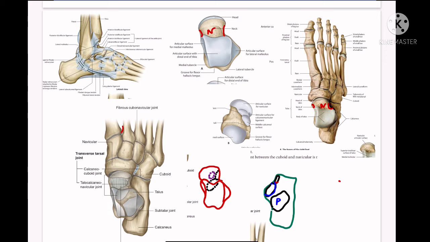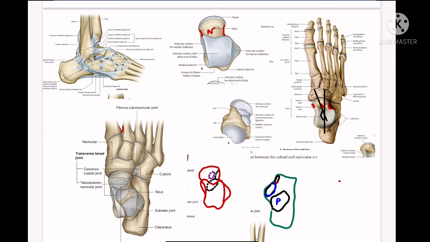The neck projects forward and medially from the body. So if we draw a long axis through the body and through the neck, the long axis of the body goes like this, and the long axis of the neck and head goes like this. So there is an angle between the long axis of the head and neck and the long axis of the body, and that is called the neck body angle of the talus.